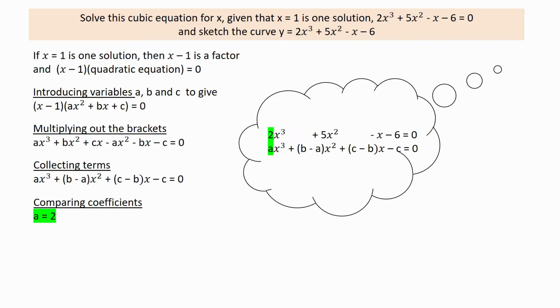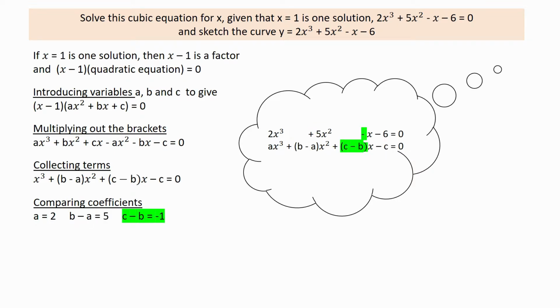Comparing the coefficients in the two equations highlighted gives a equal to 2 for the coefficients of x cubed. The coefficients of x squared give b minus a equal to 5. The coefficients of x give c minus b equal to minus 1. And finally, minus c equal to minus 6.